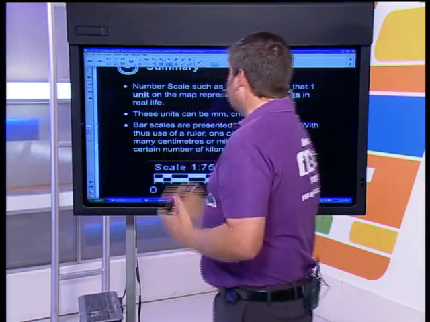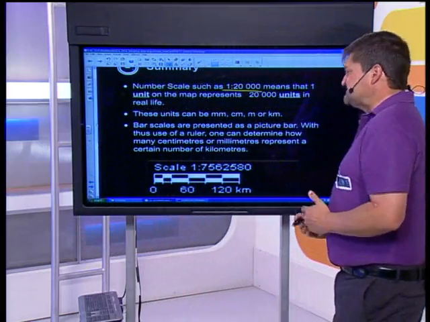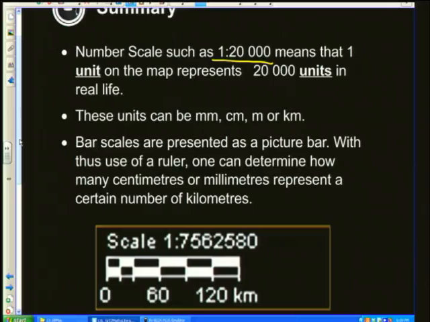So you could read that as this. The number scale such as 1 millimeter represents 20,000 millimeters means that 1 millimeter on the map represents 20,000 millimeters in real life. You could also read it like this: a number scale such as 1 to 20,000 means that 1 centimeter on the map represents 20,000 centimeters in real life. You could also read it like this: the number scale such as 1 is to 20,000 means that 1 meter on the map represents 20,000 meters in real life.